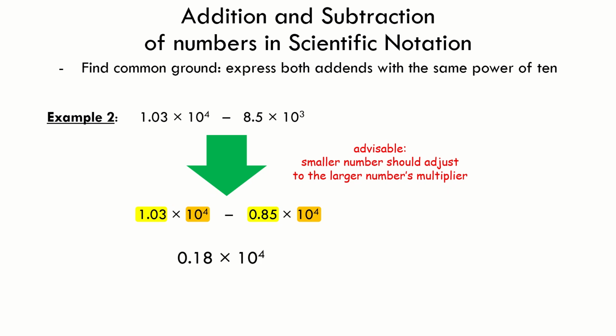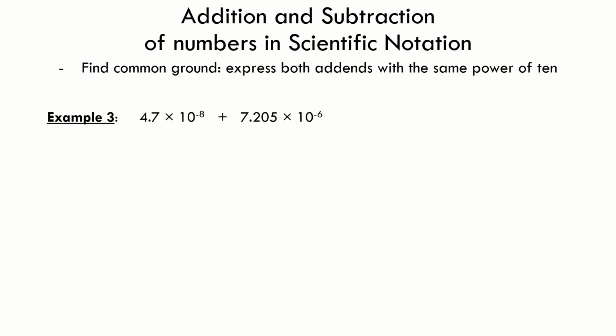But wait, pansinin natin hindi ito in proper scientific notation. Ang ating whole number ay 0. It's not a number between 1 and 10. Kaya kailangan nating i-report ito instead of 0.18 as the coefficient. Kailangan natin siyang baguhin to 1.8, which is an acceptable coefficient in scientific notation. At dahil pinalaki natin ang ating coefficient by 1 decimal place, kailangan din natin paliitin ang ating multiplier by 1 decimal place. Ang ating sagot, 1.8 times 10 to the 3rd power.